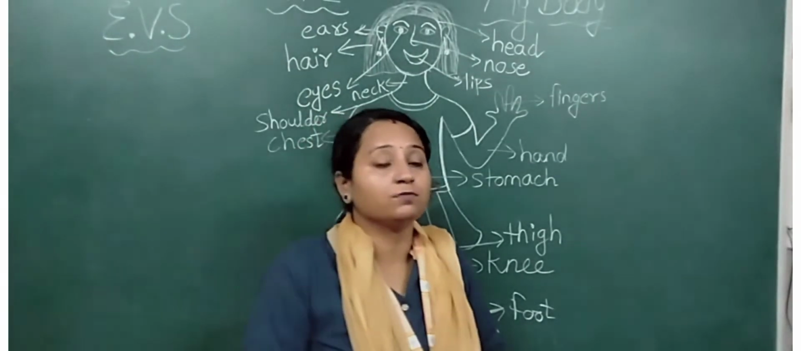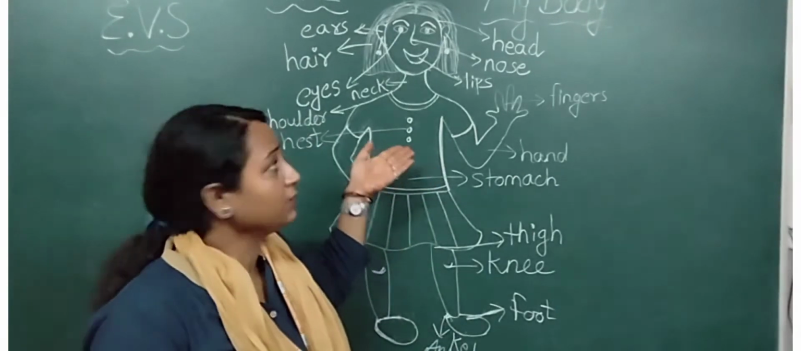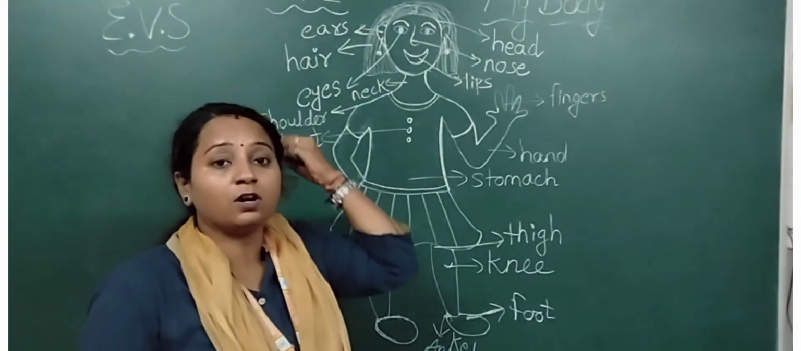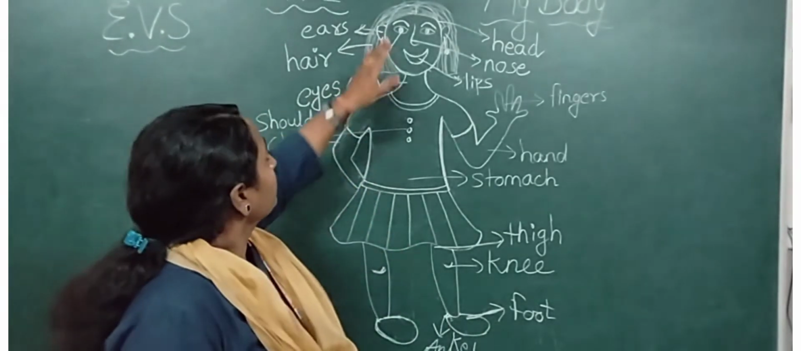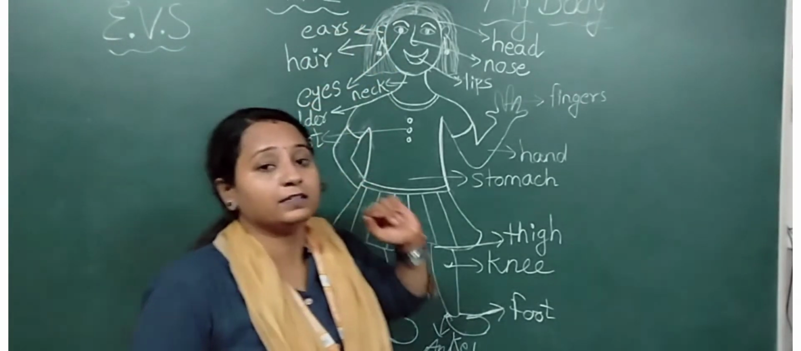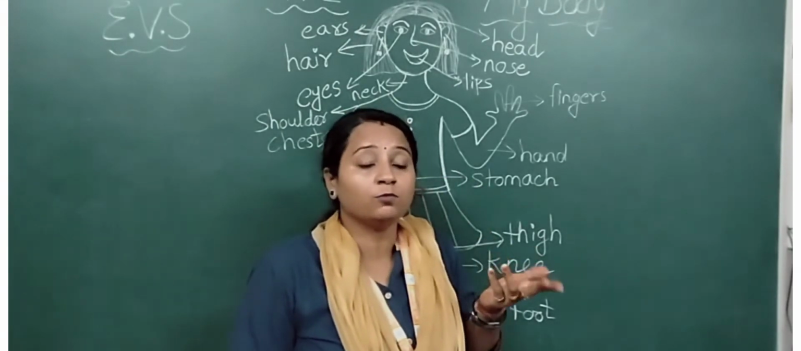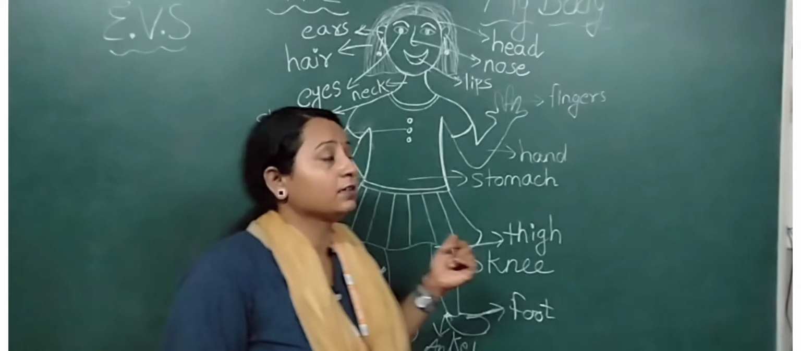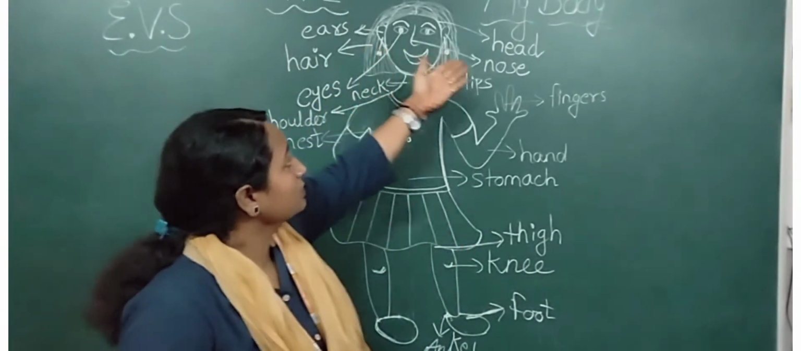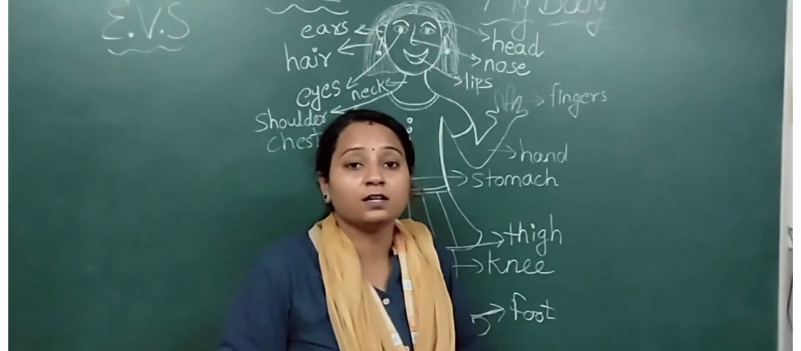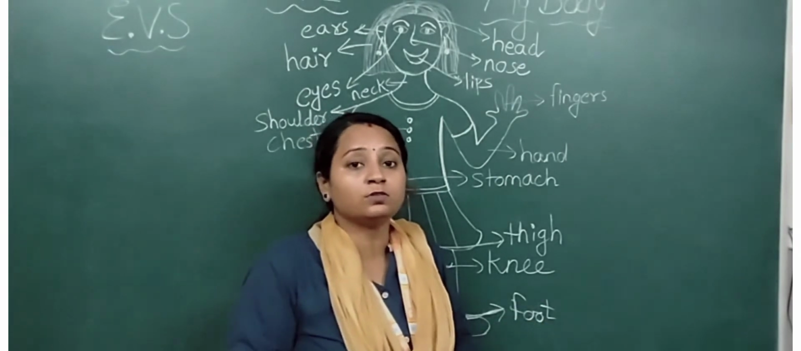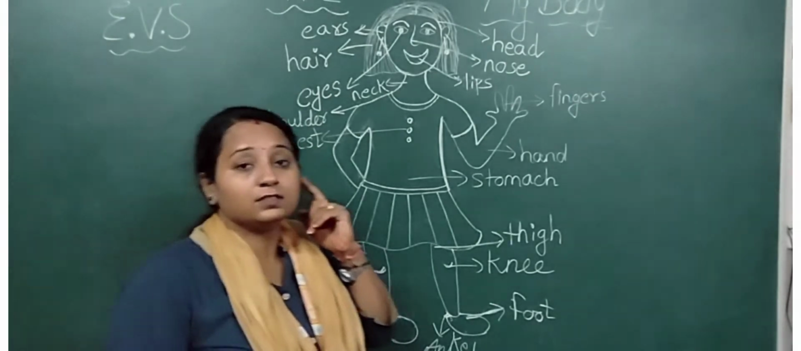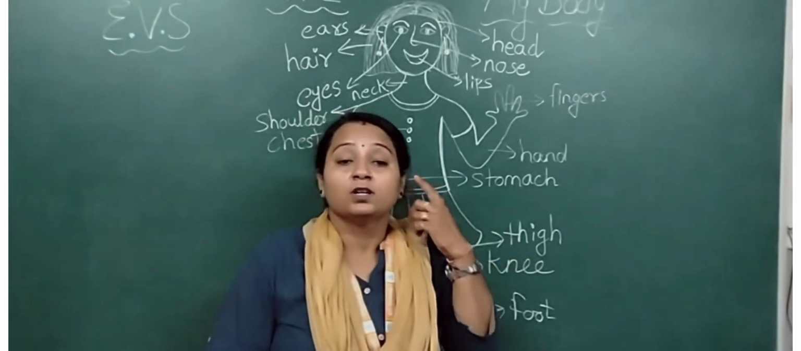Now students, हम फिर से revise करेंगे body parts. Yes, start with hair. This is called hair. Okay, then eyes. Eyes से क्या करते हैं हम? आँख से हम देखते हैं. Next, nose से क्या करते हैं? What we are doing with nose? Smell.